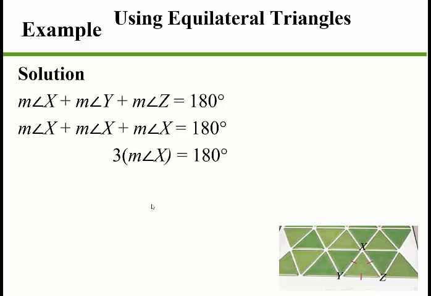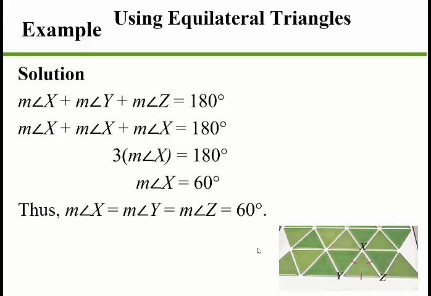So 3 times the measure of angle X is 180 degrees. Dividing by 3, the measure of angle X just has to be 60 degrees. And all these angles, the measure of angle X, angle Y, and angle Z, are all 60 degrees.